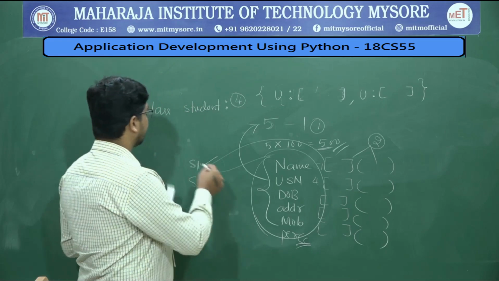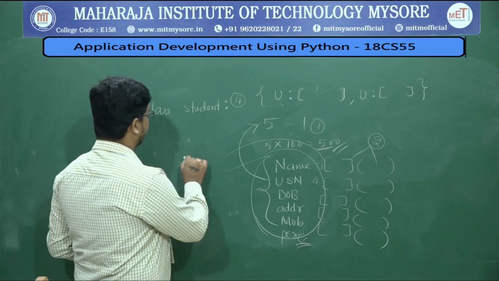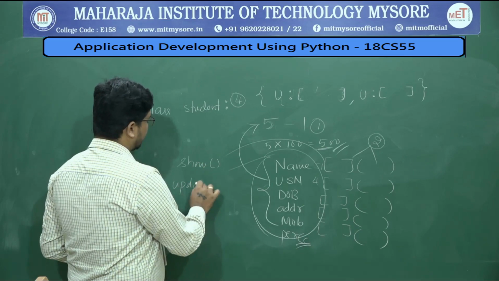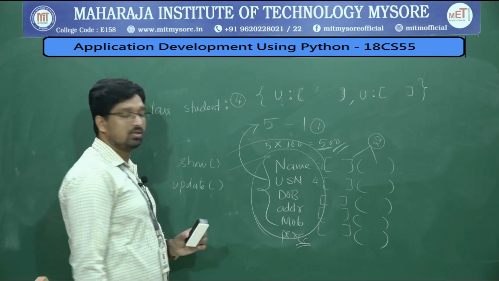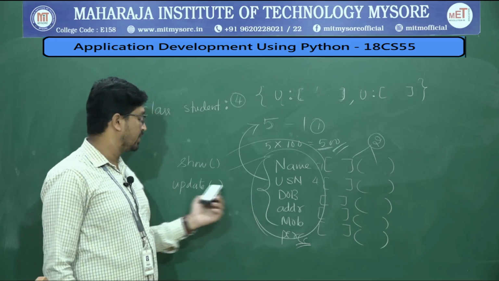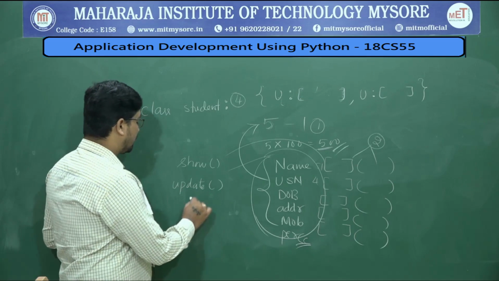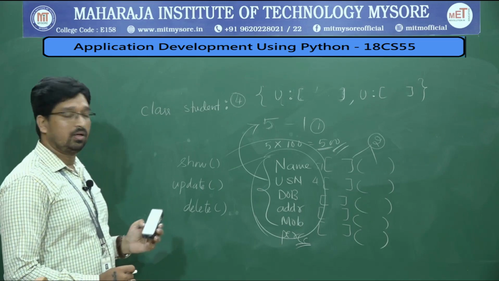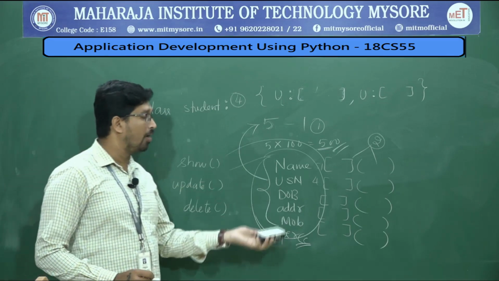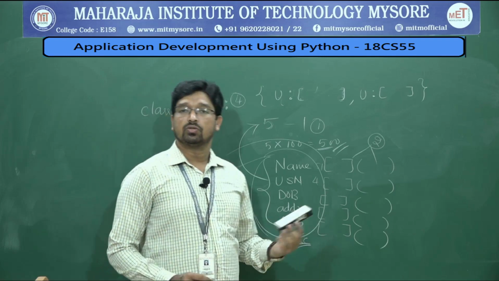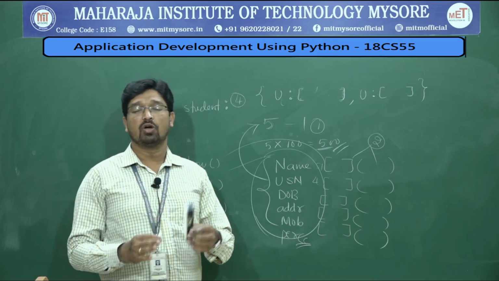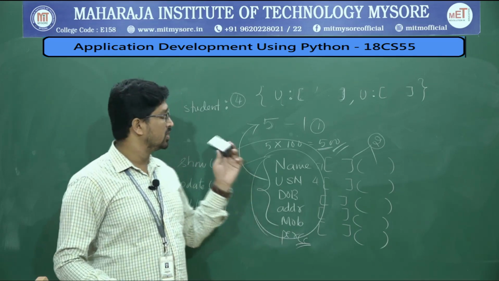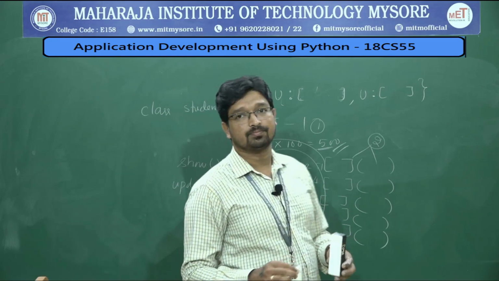Let us say I will have a method called show, where I will print all the details, or I will have update. If you want to update some mobile number, you can update here. If you want to update some address, you can update here. Or if you want to delete any student record, you can delete. Like this, you can have many operations on the data. Those operations are called methods of the class. So this is an introduction to the class.